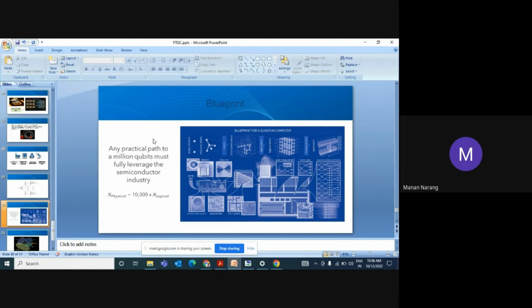So this is what a blueprint of a photonic quantum computer looks like. Another key number that we need to keep in mind is that the number of physical qubits does not matter. It does not matter how many physical qubits we have. What matters is how many logical qubits we have. And sometimes this number is 10,000 times fewer than the physical qubits. So if we have, let's say, a 30,000 qubit quantum computer, that would mean that we have three logical qubits.